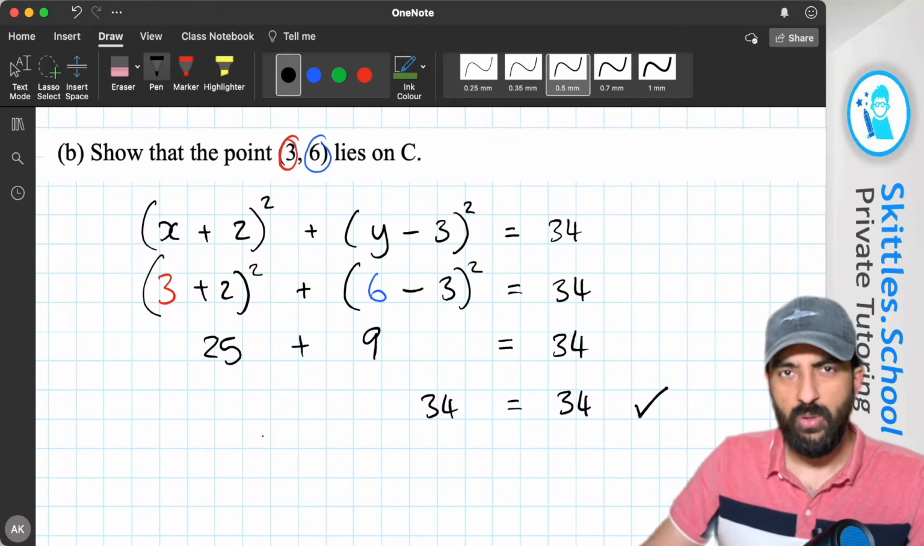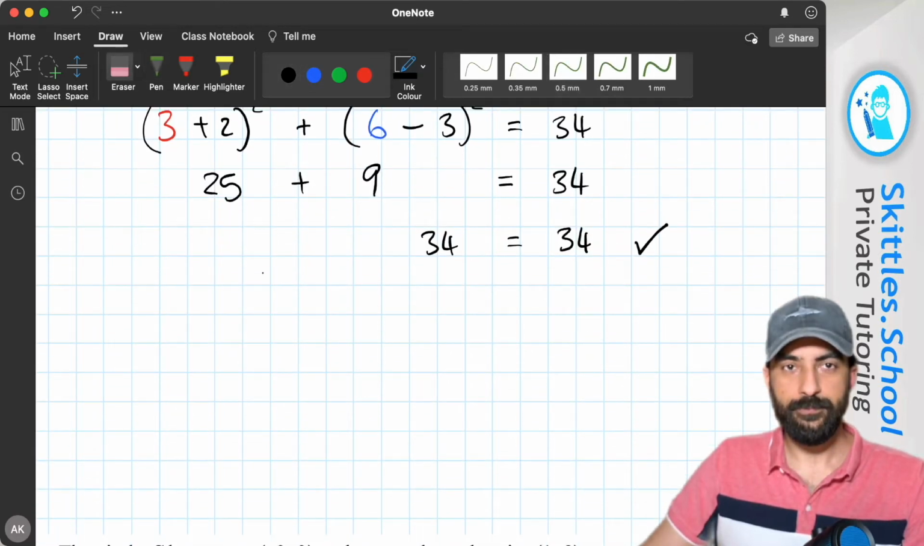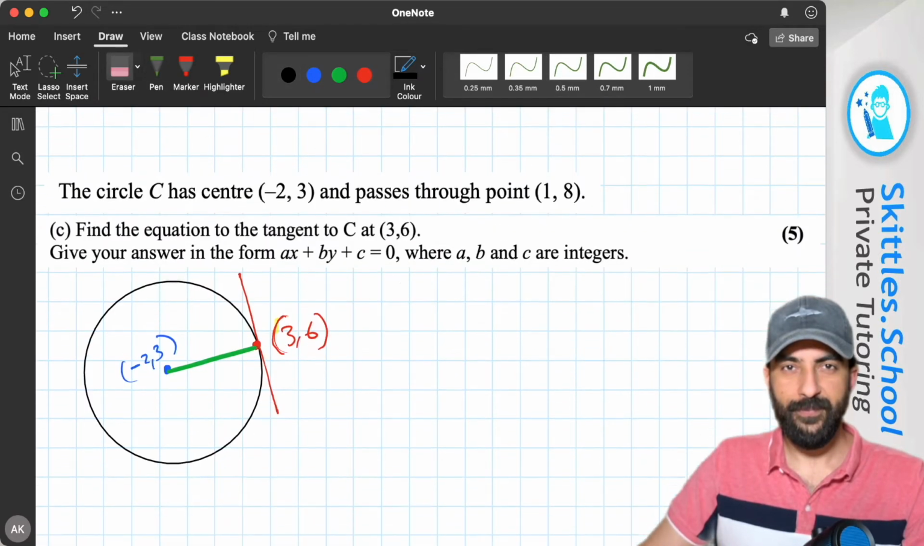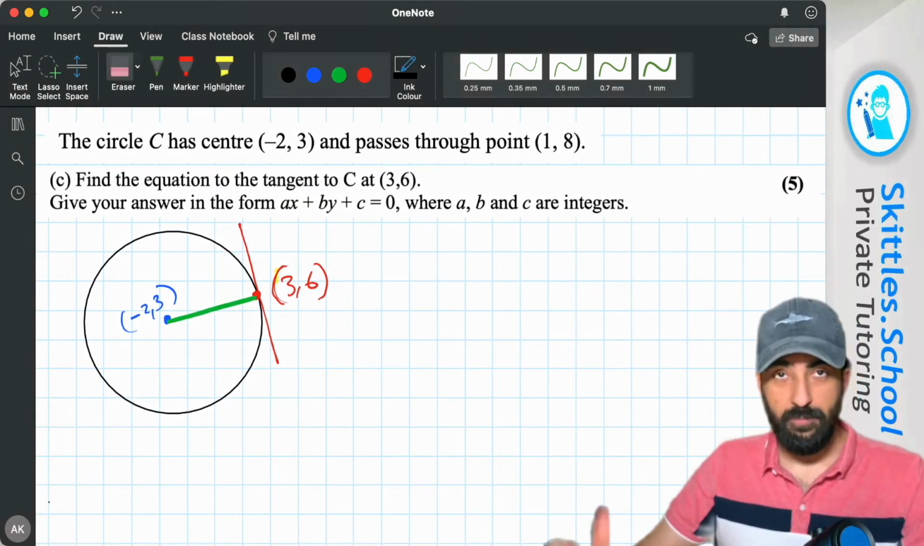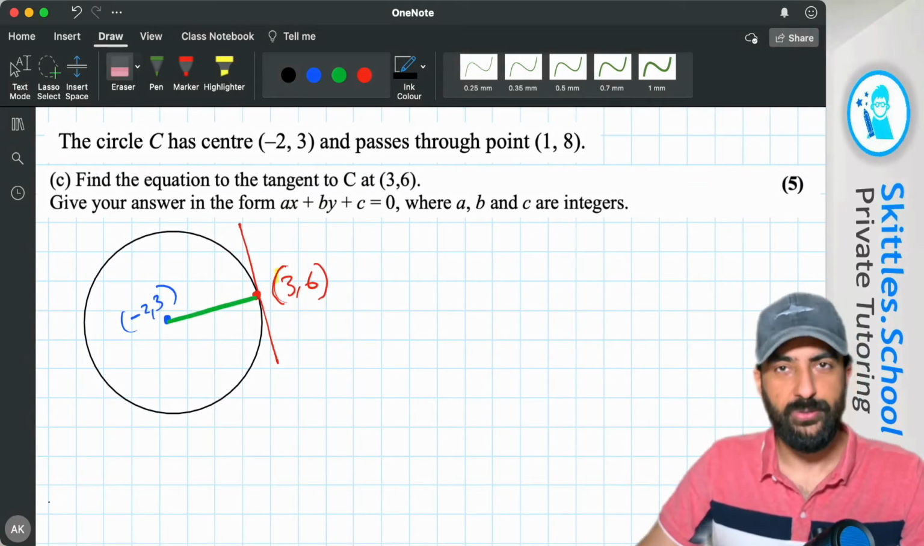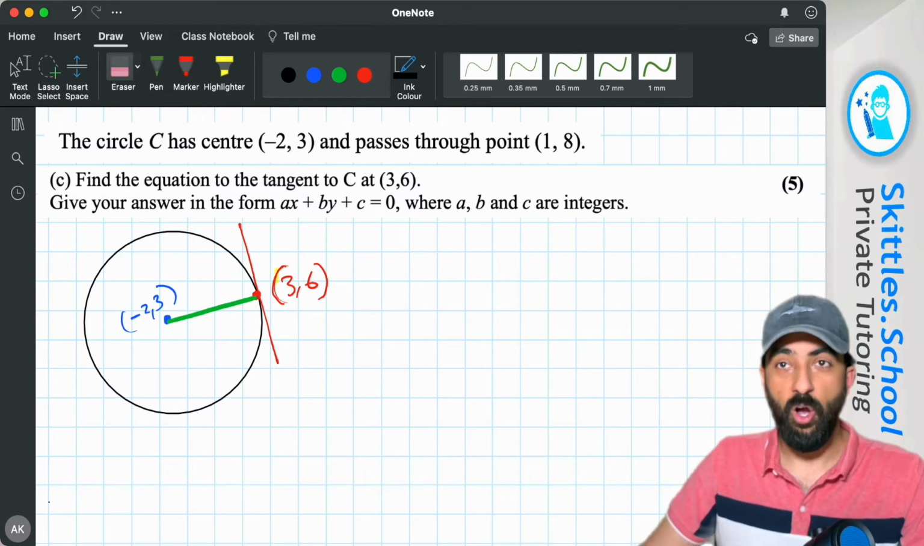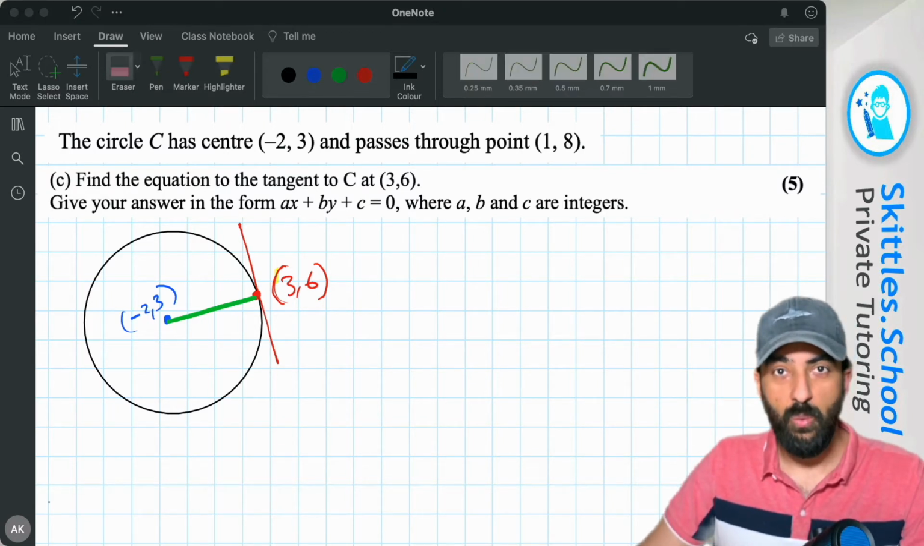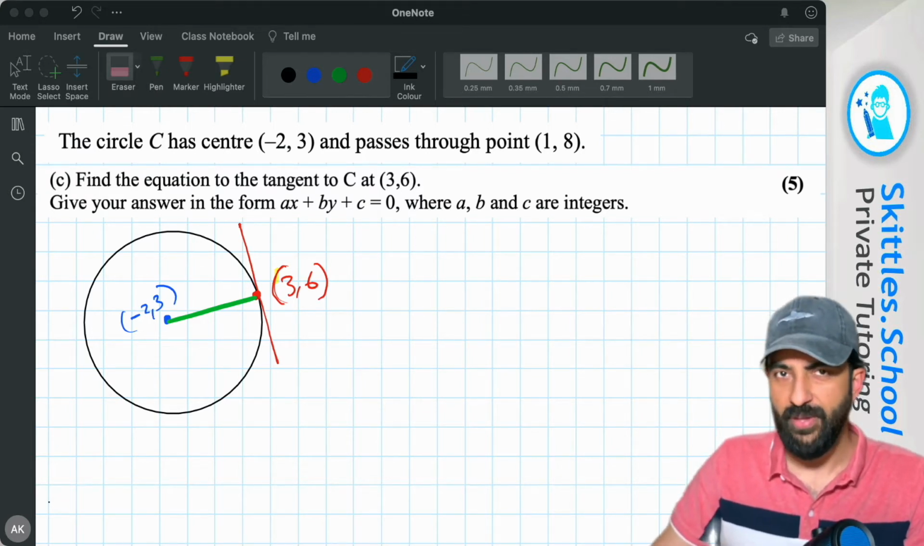Okay, now let's take a look at part C. Part C has a few more steps to it. So here's part C. Part C asks us to find the equation of the tangent to the circle, which is at the point 3, 6. So it touches the circle at 3, 6. And we're going to find the equation of that tangent.